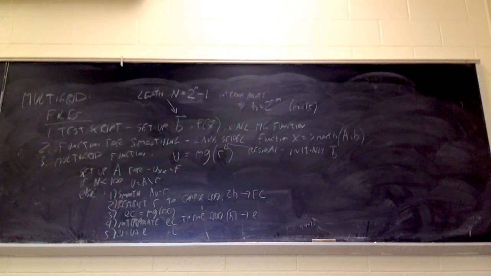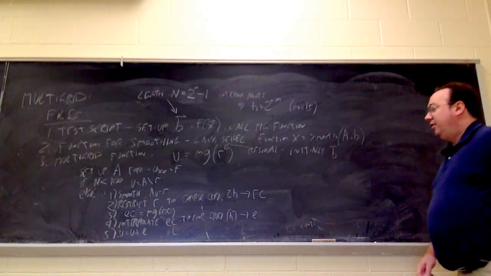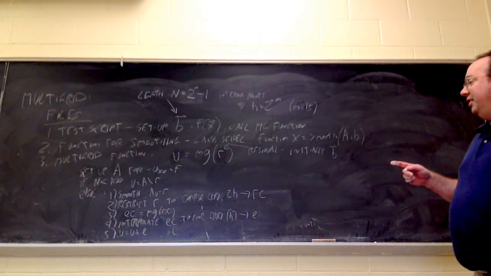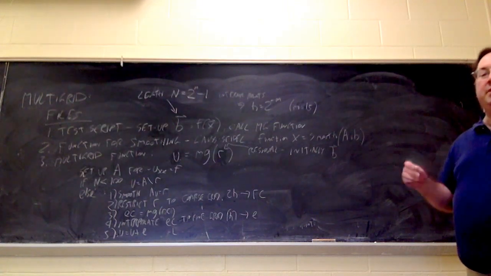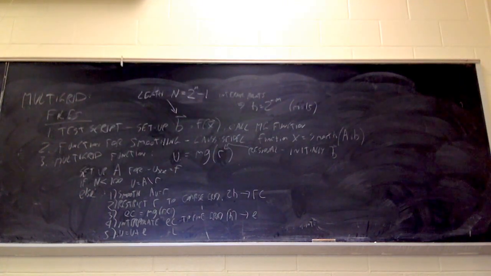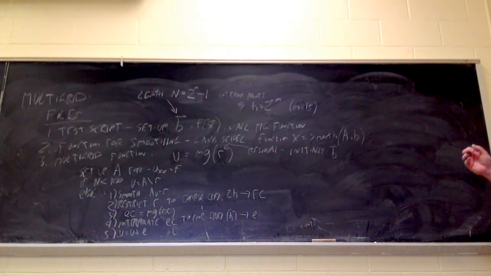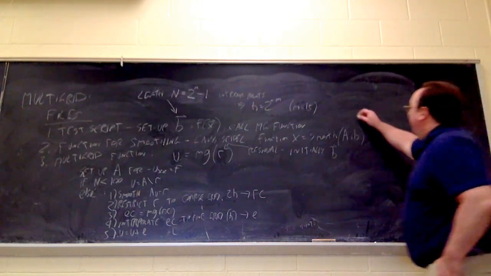Okay. Now, I need to describe the restriction and interpolation. So restriction, both of them are going to be implemented by matrix vector multiplication. So restriction, you have a vector on your fine grid, and you want the output to be a vector on a coarser grid. So many points to fewer points.